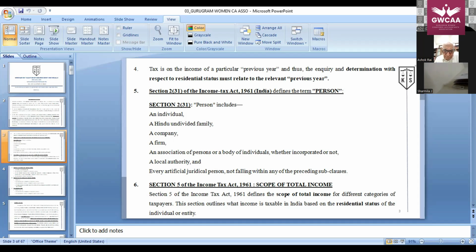And the third category is non-resident. Taxable only on income received or deemed to be received in India, accrued, arisen, deemed to accrue or arise in India. So everywhere it is written specifically that in India. So in case of non-resident, if the person has a connection or earning from India, that is only taxable. And its foreign income or income from other country, it's not taxable at all.